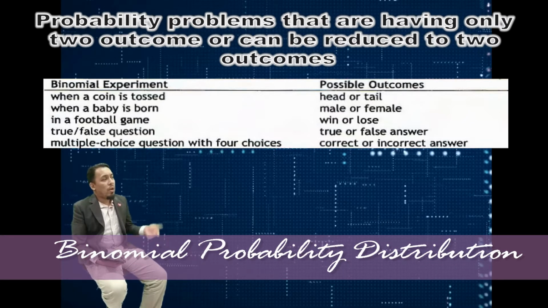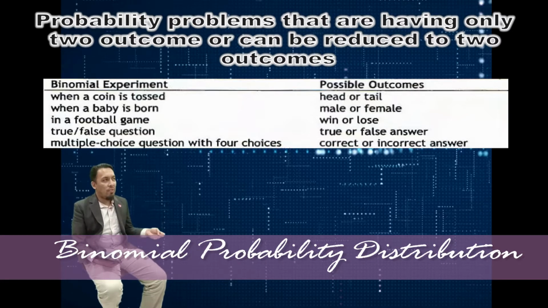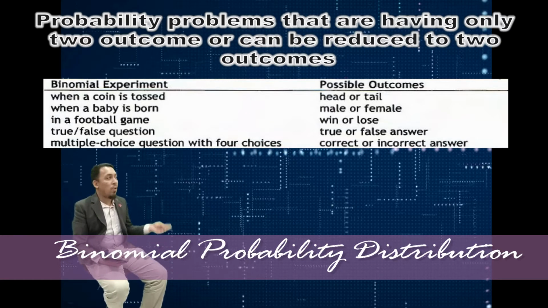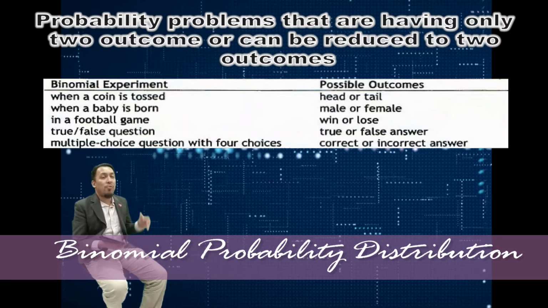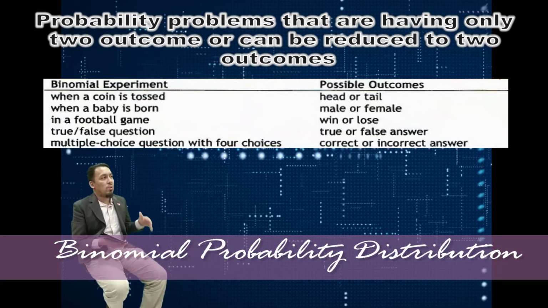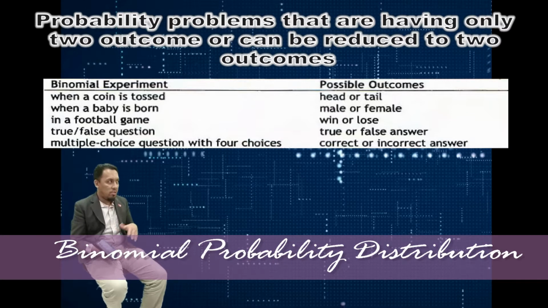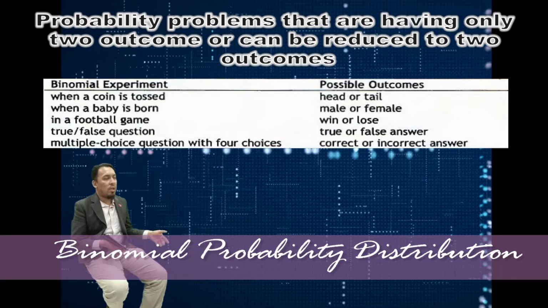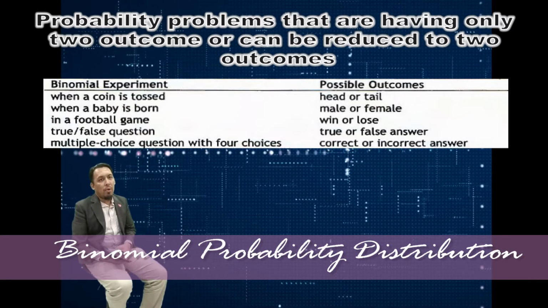Okay. What about a multiple choice question? Right. By right, we don't have two outcomes. It is four outcomes. However, if we look at it from a different angle, let's say you want to look for the right answer and the wrong answer, hence it becomes binomial again. So we only have one right answer and three wrong answers. So hence it becomes binomial.